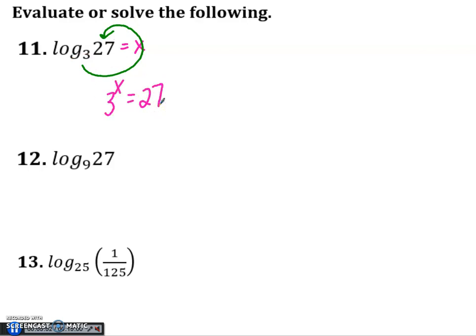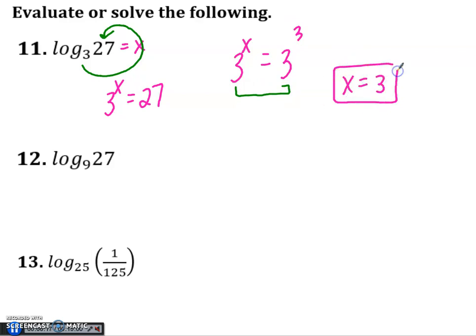Okay, 3 to what power gives me 27? Okay, and you're like, ooh, not totally sure. However, well, 3 to the 3rd power gives me 27. So several ways you can do this. We can go 3 to the x is equal to 3 to the 3rd and get both my bases to be the same. When my bases are the same, my exponents are the same. Okay, we're going to set that equal to x, and now you're going to roll it.